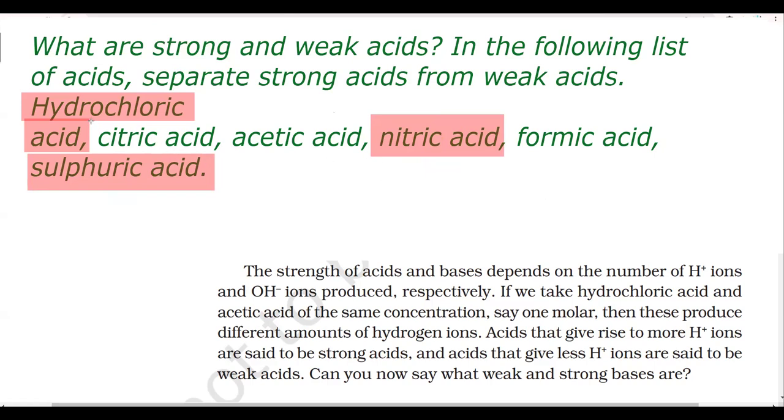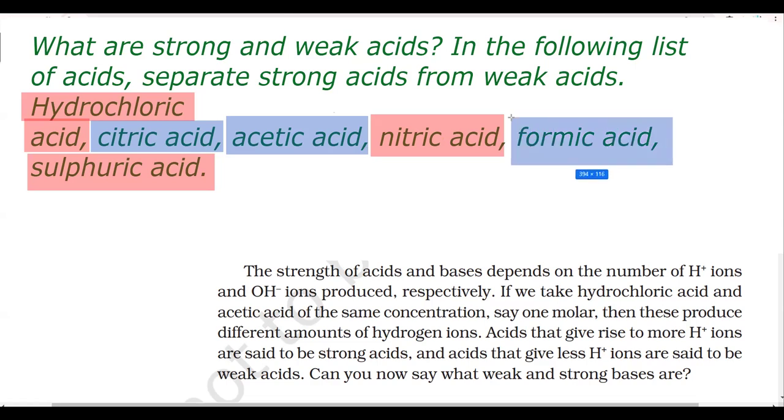Now, the other acids which I can see: citric acid, found in citrus fruits, has to be a weak acid, as you know that we consume citric acid. Acetic acid, which is a part of vinegar, I mean 5 to 8% acetic acid is vinegar. This should also be considered a weak acid.